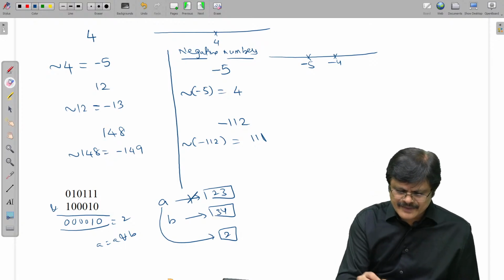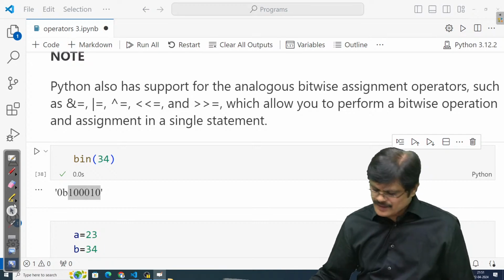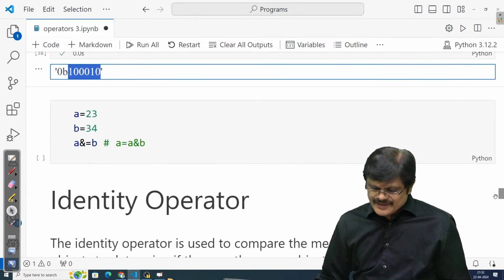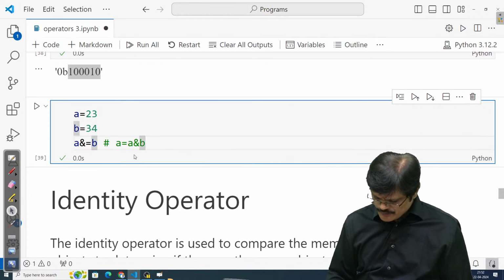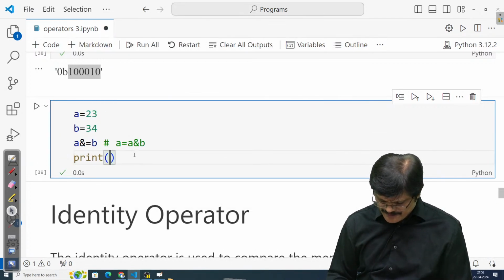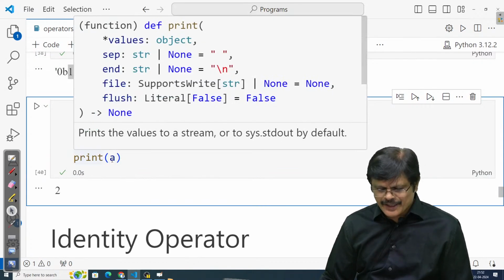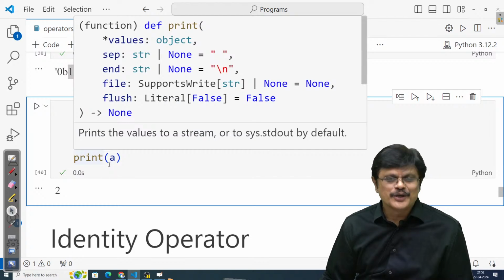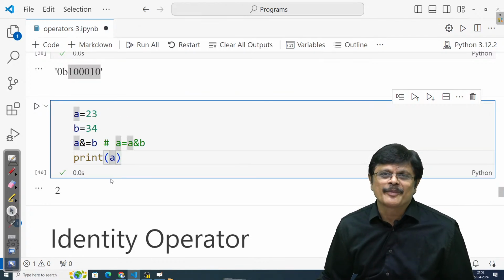Good. So let us go back to this and run it. See the output. What is the output? Of course, we have not printed here. If you print here, then you know the output. So what is the value of a? a is 2. If you want, you can see the binary representation of that, you will get 10 for that. So that is about bitwise operators, my dear friends.